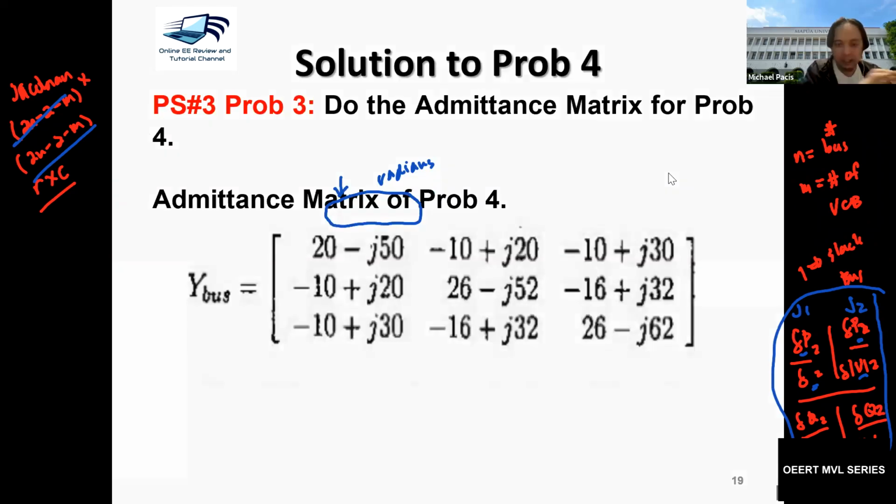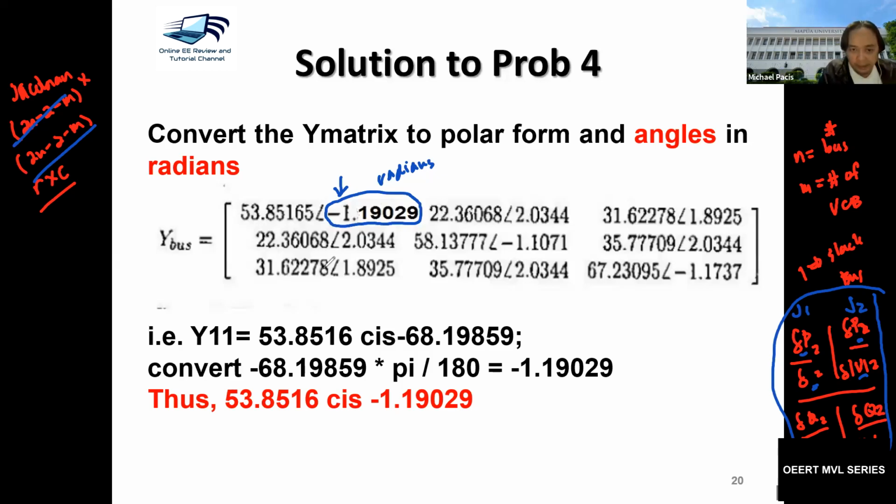20 minus j50. In your calculator, this is 20 minus j. This is just an example, and you will do it on the next elements, on the other elements. Convert it to polar. It will yield 53.8516 angle negative 68.